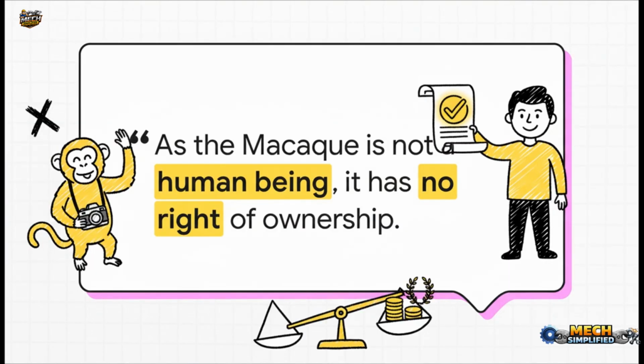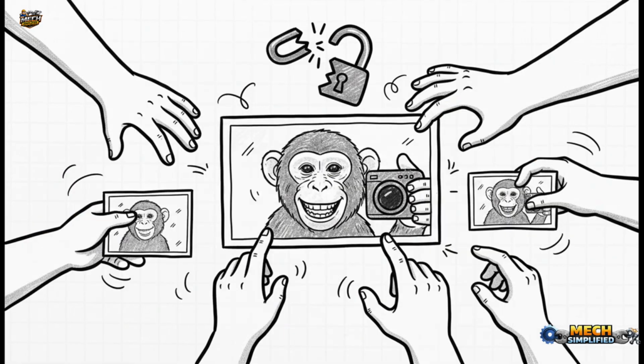And the court's decision? Well, it was incredibly direct and left no room for doubt. This quote from the ruling gets right to the heart of it all. The judge decided that copyright is a right that is exclusively for human beings. And since the macaque was not human, it could not legally be considered an author. And if you're not an author, well, you can't own a copyright. Simple as that.